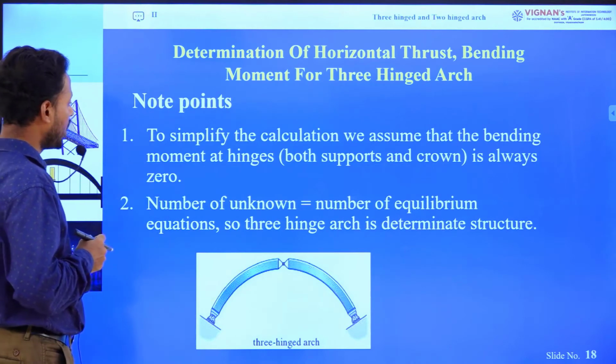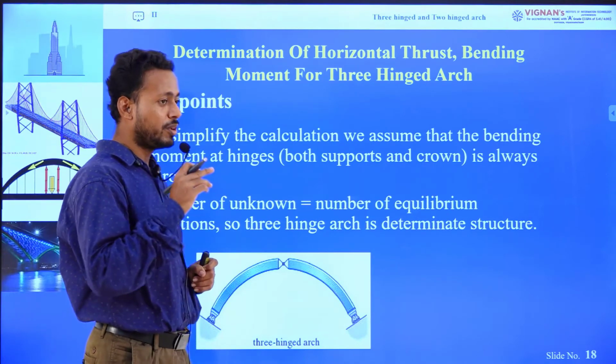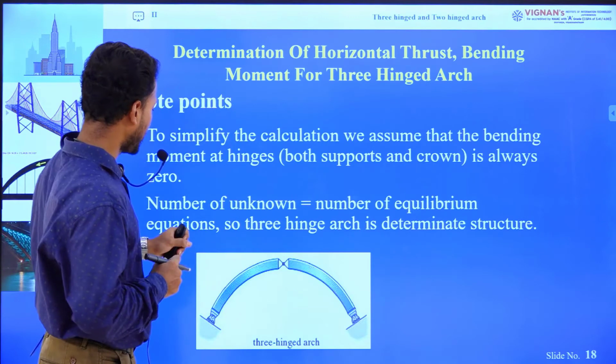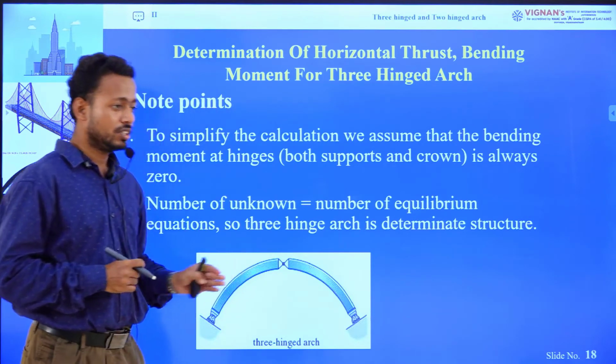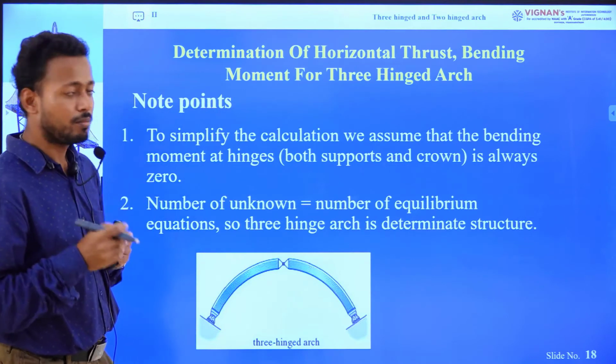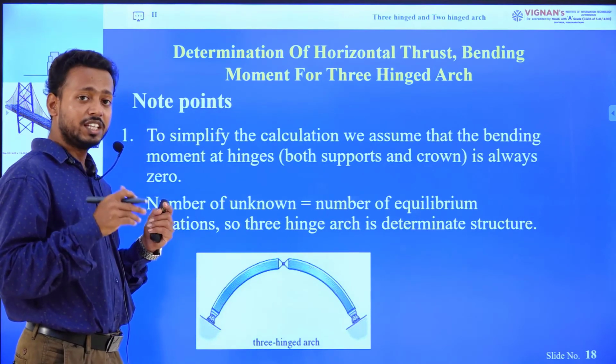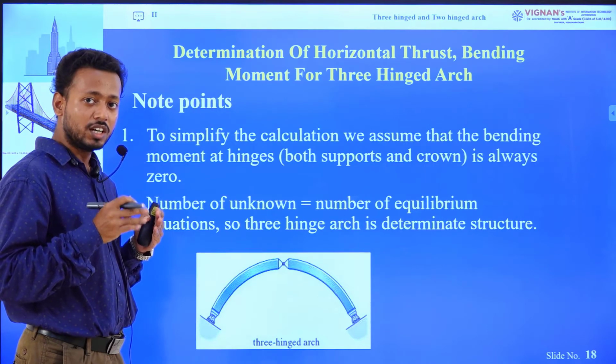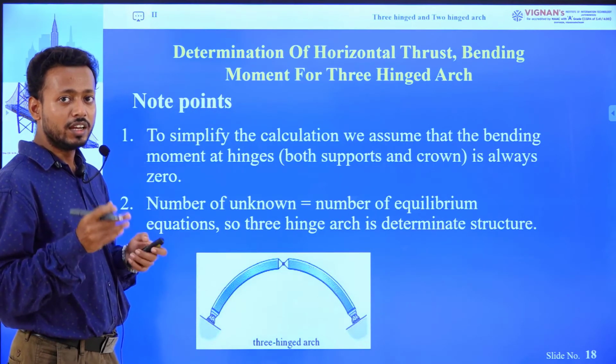Next, the number of unknowns will be equal to the number of equations of equilibrium. As this is a 3-hinged arch, the number of unknowns will be equal to the number of equations of equilibrium. So a 3-hinged arch is a determinate structure and a 2-hinged arch is an indeterminate structure.